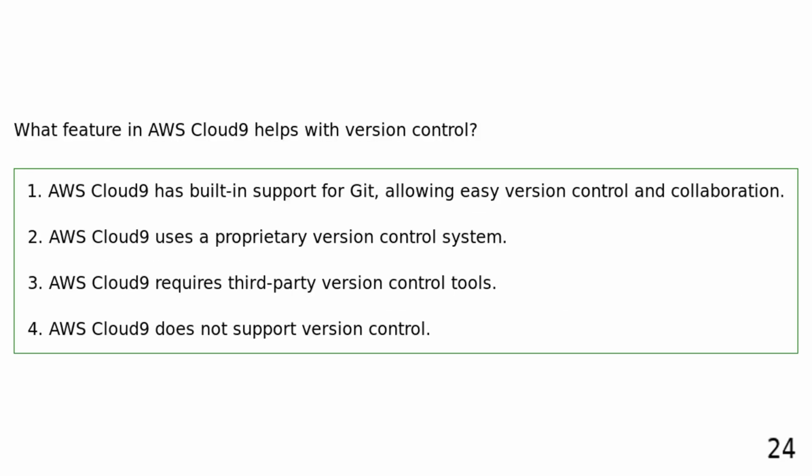What feature in AWS Cloud9 helps with version control? AWS Cloud9 has built-in support for Git, allowing easy version control and collaboration. AWS Cloud9 uses a proprietary version control system. AWS Cloud9 requires third-party version control tools. AWS Cloud9 does not support version control.